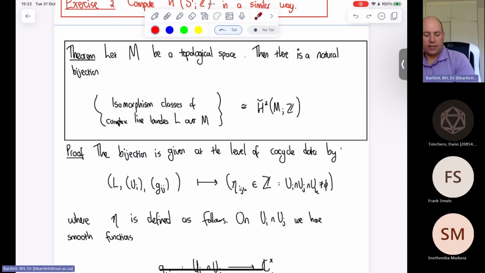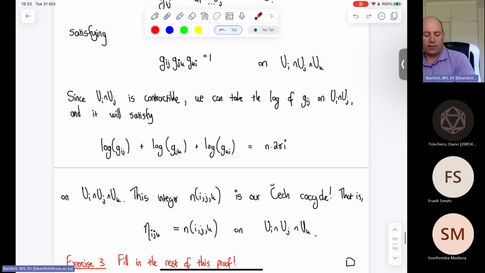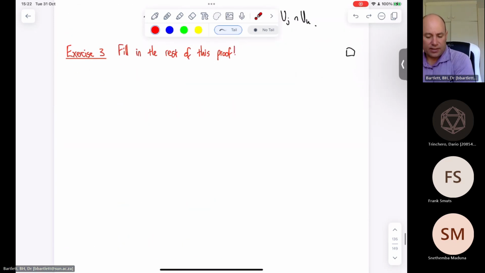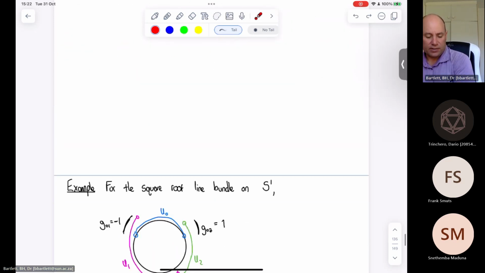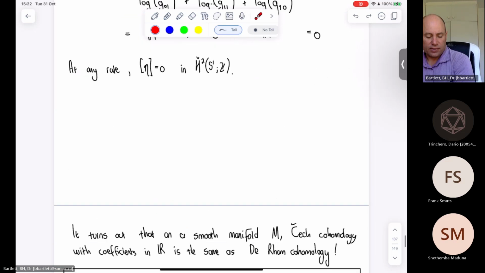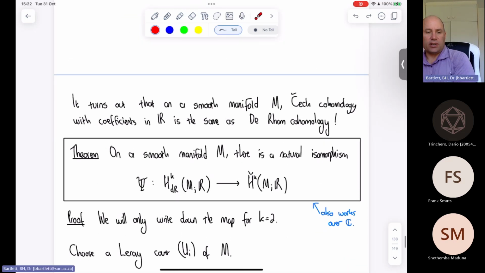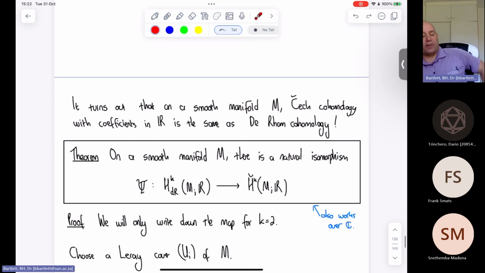Okay, thanks, Dario. So, yeah, let's move on. So it turns out that on a smooth manifold M, Čech cohomology with coefficients in R, that's an abelian group, right? And you can think of it as a discrete abelian group, is the same as de Rham cohomology.